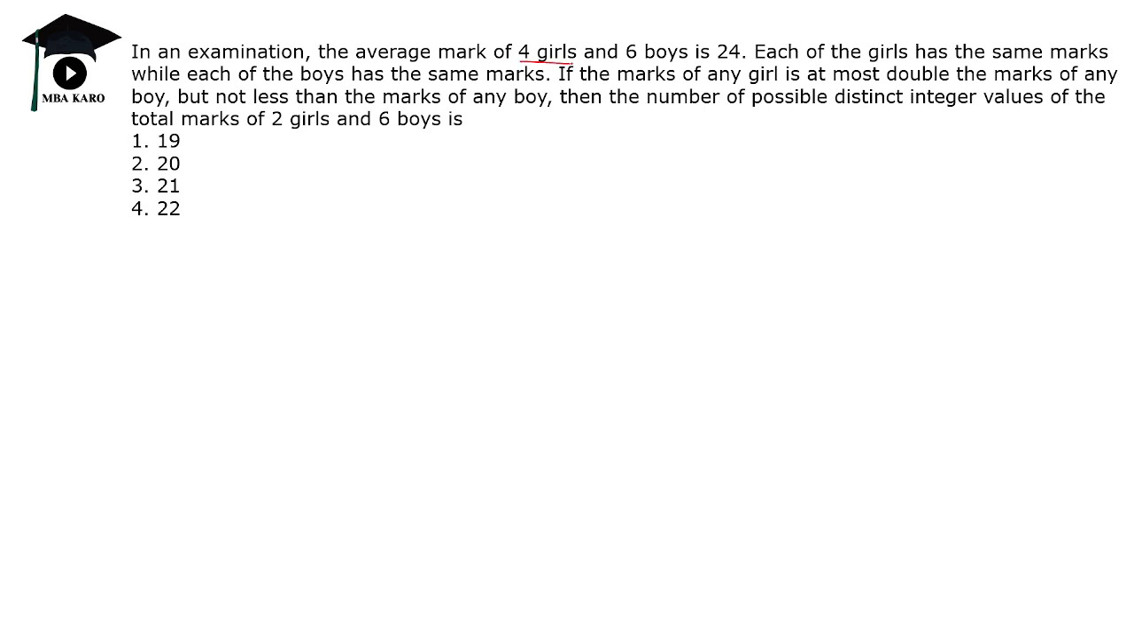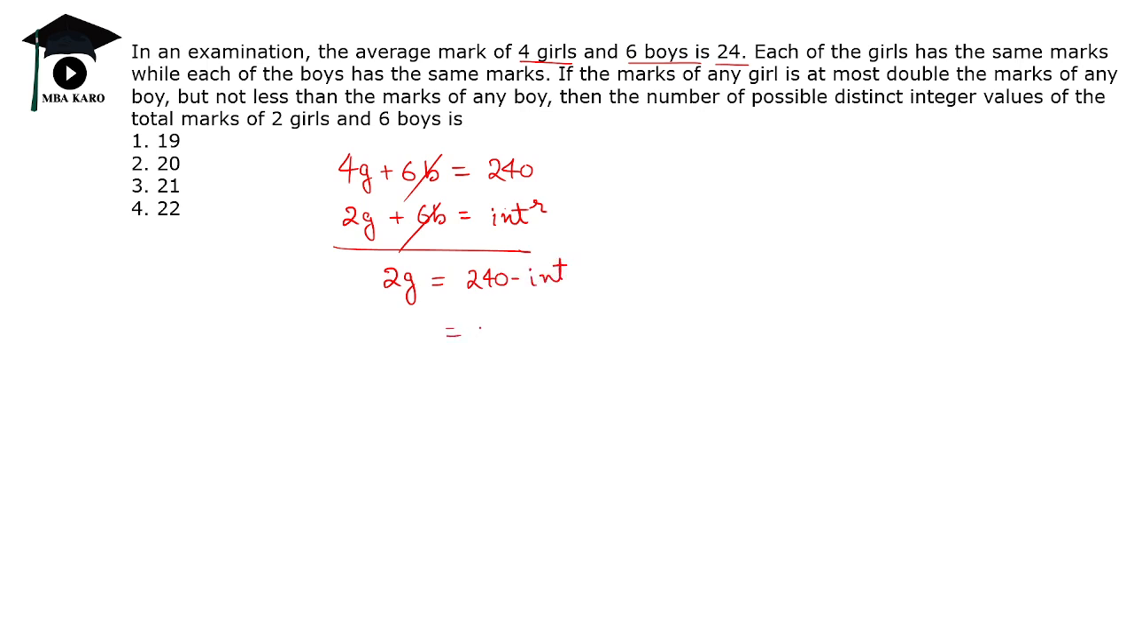Now, the average mark of 4 girls and 6 boys is given as 24. Okay. So the total marks of 4 girls and 6 boys is equal to 240 because there are 10 people. And we need to find the total of 2 girls plus 6 boys. Right. So let's say T is the total. This is an integer value. So if I subtract, 2 girls should be 240 minus some integer. That should be an integer value. That is what we need to find.